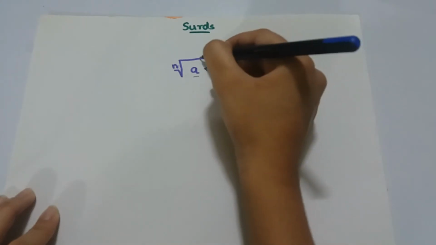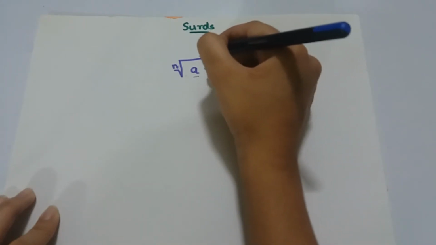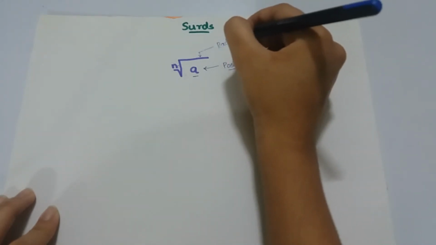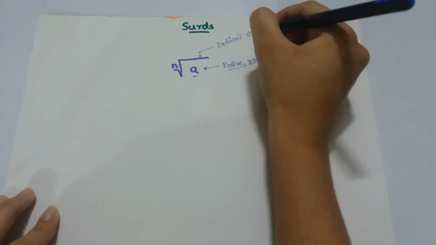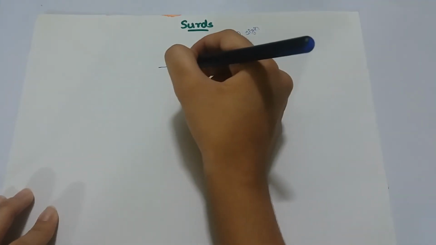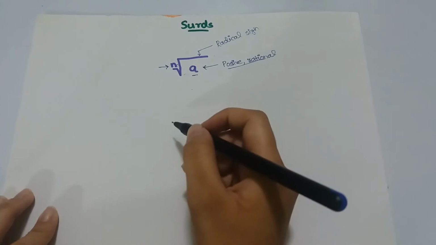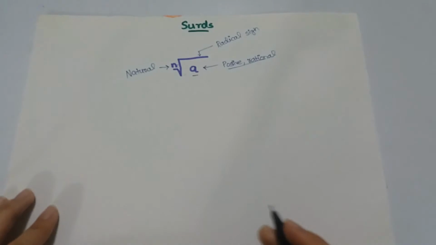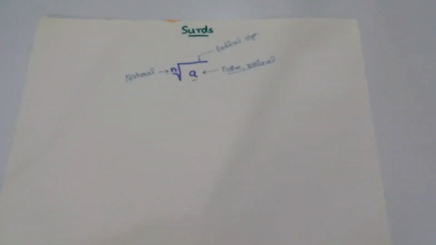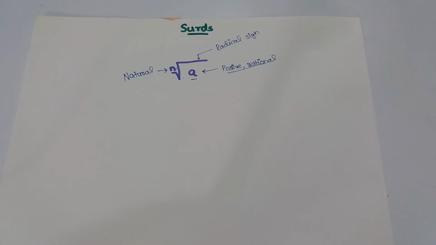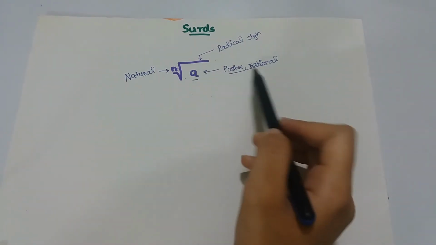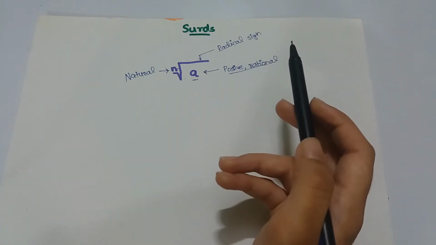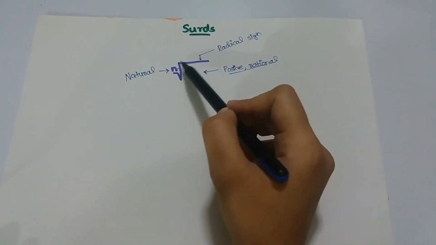Then this sign is called the radical sign. And this number, this n here, has to be a natural number. Now, what are natural numbers? 1 to infinity without including 0. So we understand that this should be a positive and rational number, that means recurring or terminating. Then this is called a radical sign.